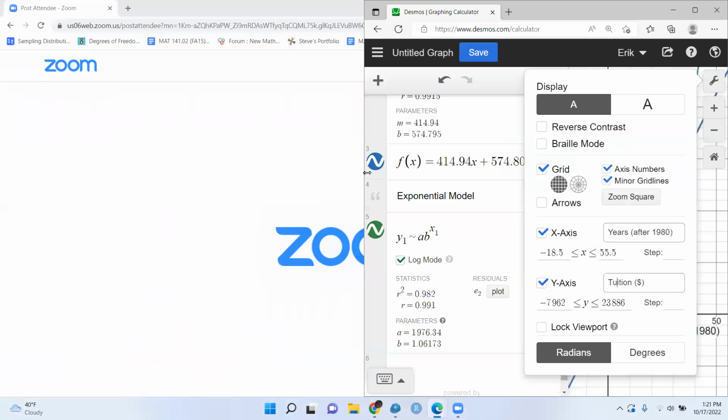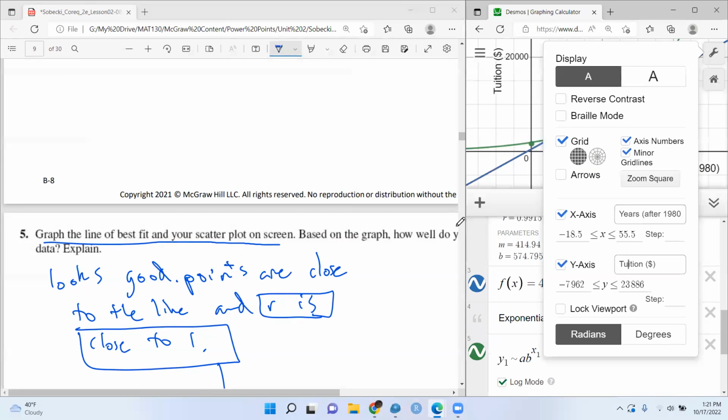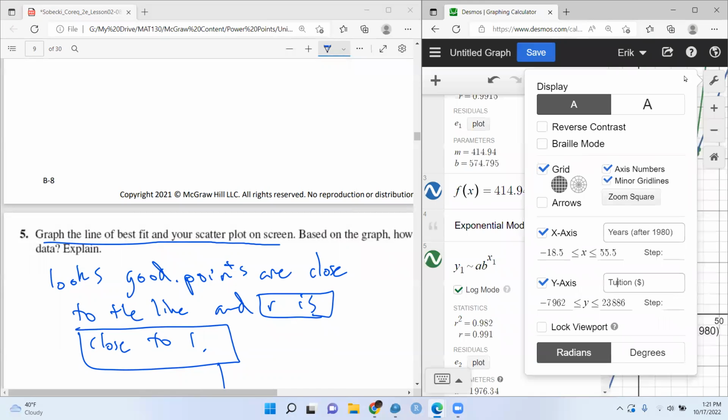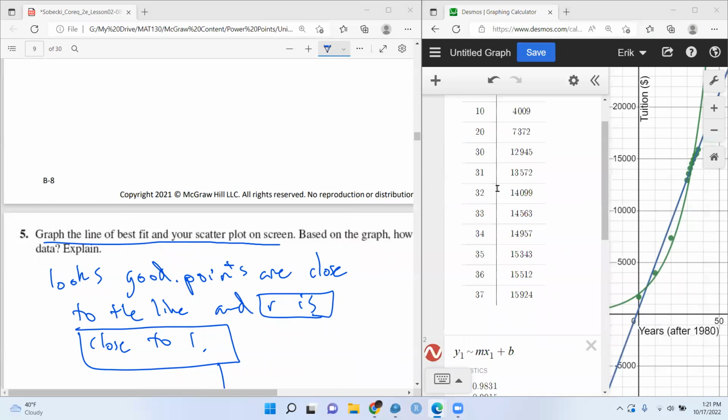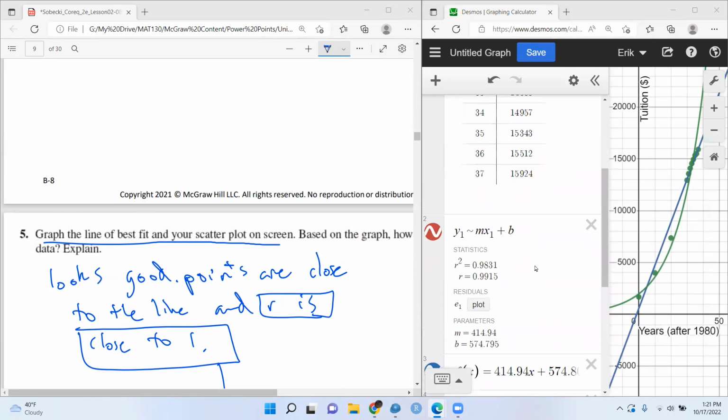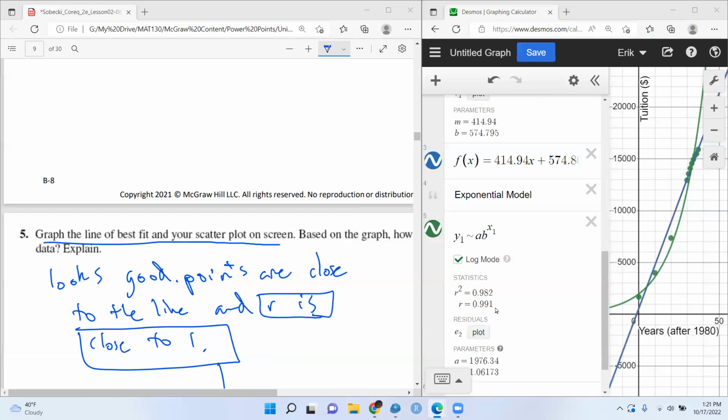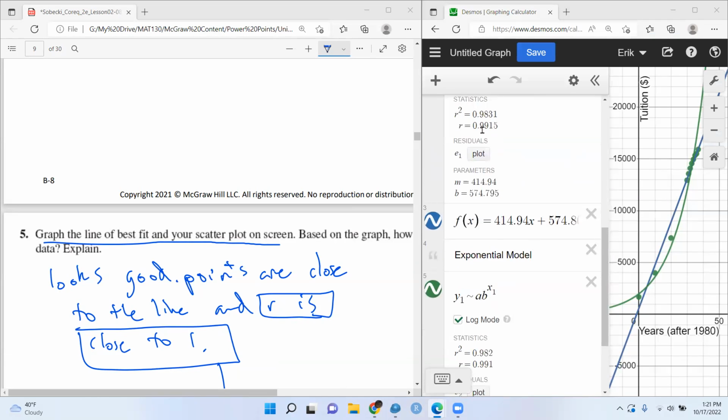I can calm down. We got to click that log mode so we get the R value. If you want to know exactly what's going on, what the calculator is doing is it's taking log of both of these and then doing the linear regression. That way we can compare the R's directly and the R squareds directly.